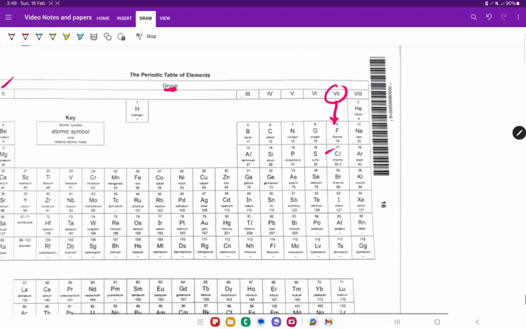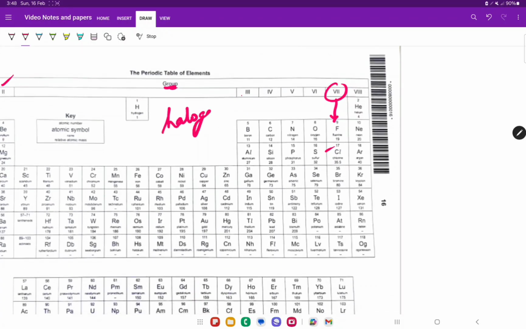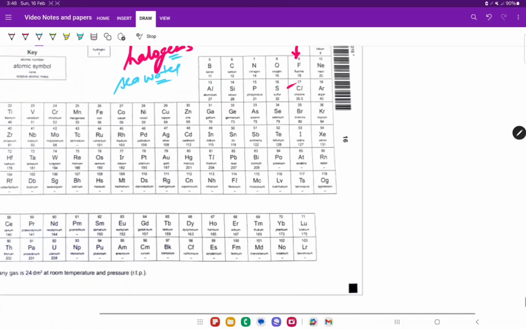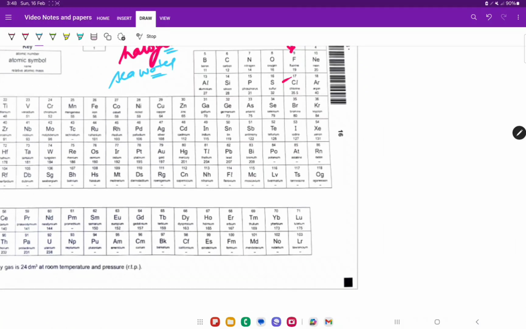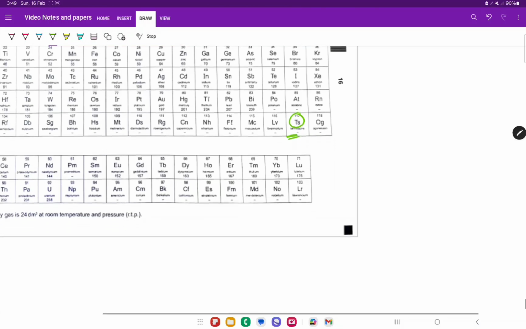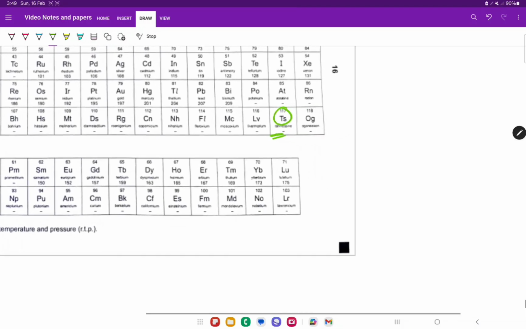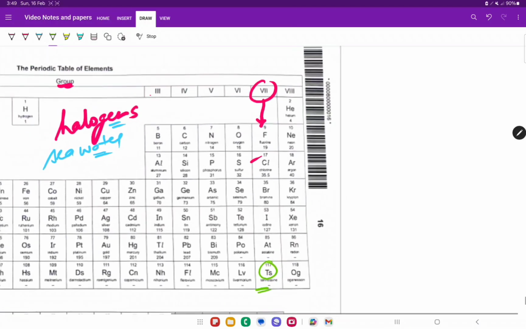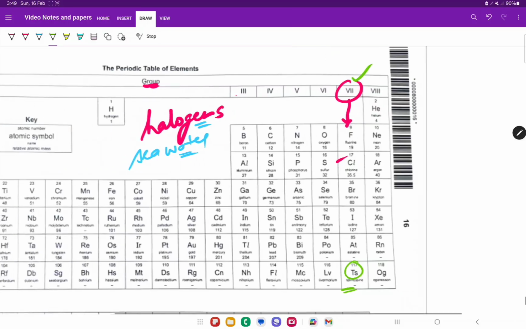The word halogens means halo plus gens, which are obtained from seawater. Basically these elements are obtained from seawater, therefore we call them halogens: fluorine, chlorine, bromine, iodine, astatine, and a new element added here is tennessine, symbol TS. Tennessine is a new element added in this group. This is group number 7 of the periodic table, which are called the halogens.